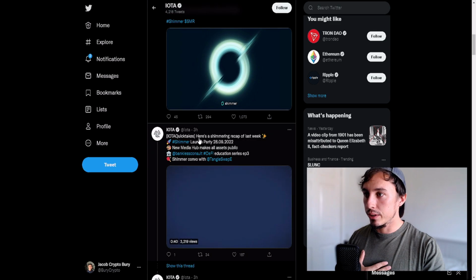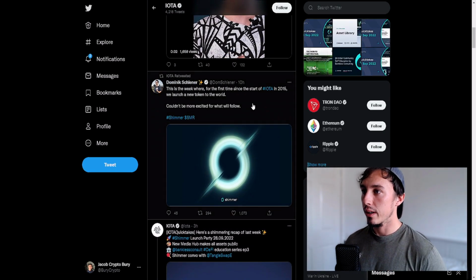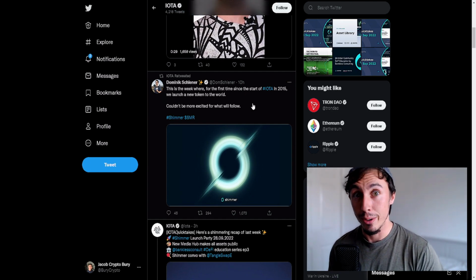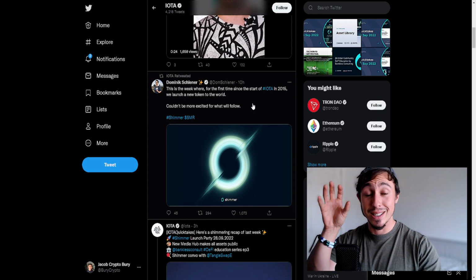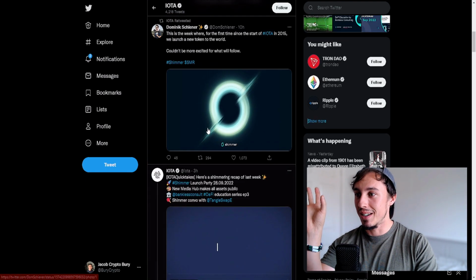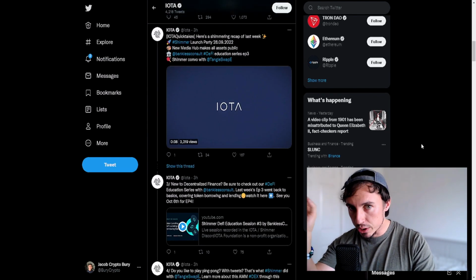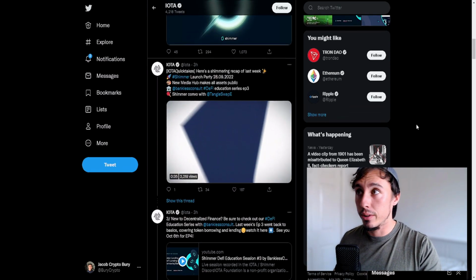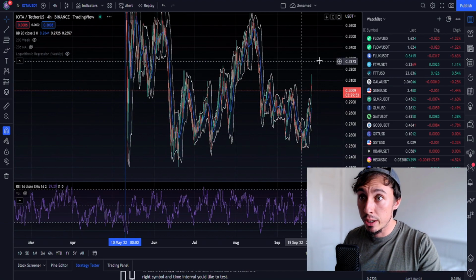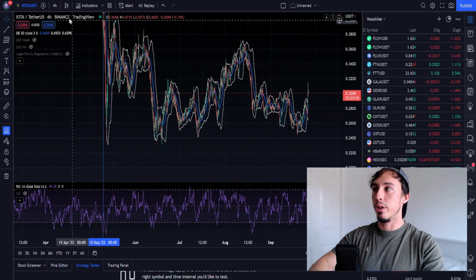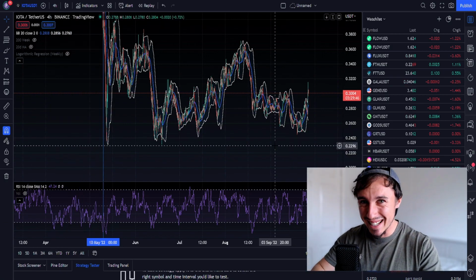Personally, I think it's all down to Shimmer, the new token. We can see here Dominik Schiener says: this is a week where, for the first time since the start of IOTA in 2015, we launch a new token to the world, known as Shimmer. SMR will be the trading pair. So really, really bullish. I'm not too sure what it is; I haven't done too much research. We're just checking out some IOTA stuff today and looking at the resistance levels, etc. So do have a look at that if you're interested to find out more on what IOTA have just launched, a new token into the crypto world, as I believe that has something to do with the recent pump that we've just seen for IOTA today.